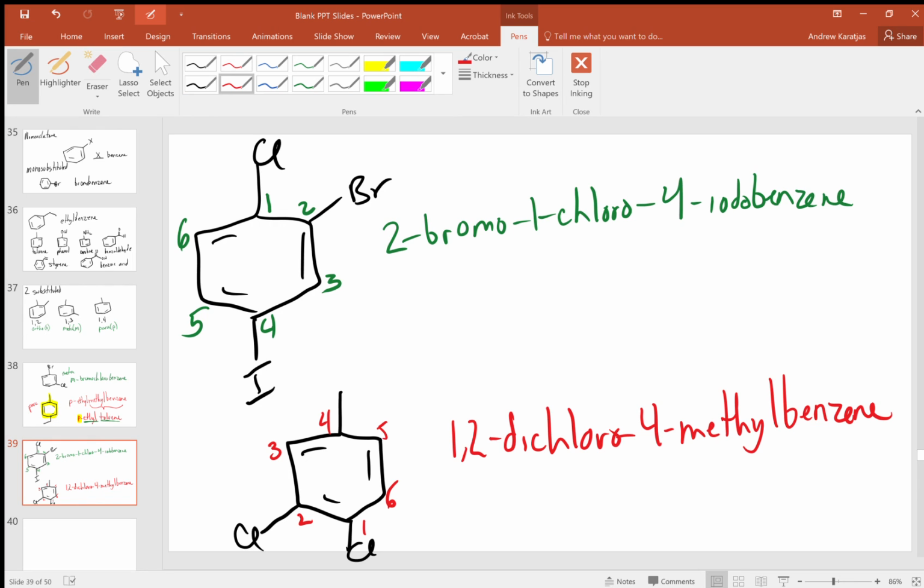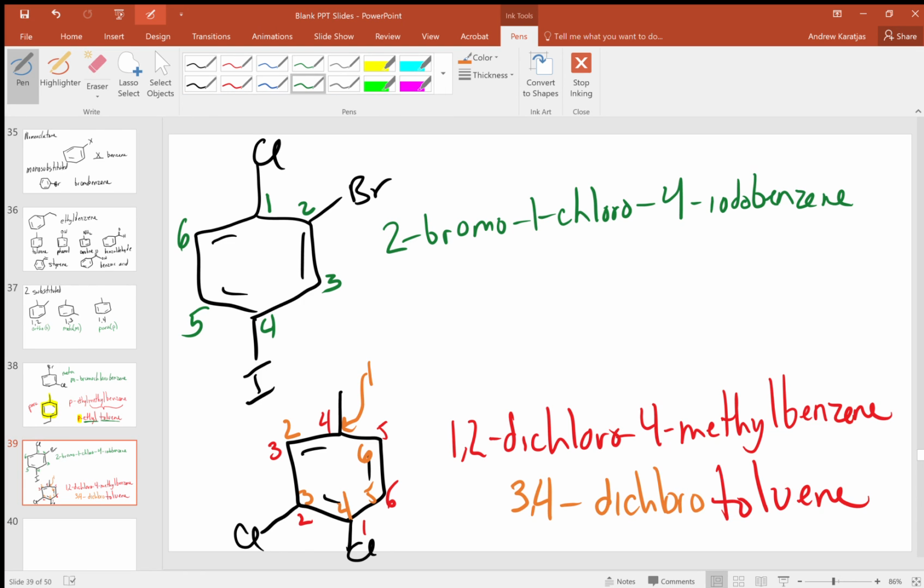But that also can change the numbering. So if we're going to use toluene as our root name, because we're using toluene as our root name, that changes our numbering. It automatically defines the carbon with the methyl group as carbon number 1. And so instead, we get 3,4-dichlorotoluene.